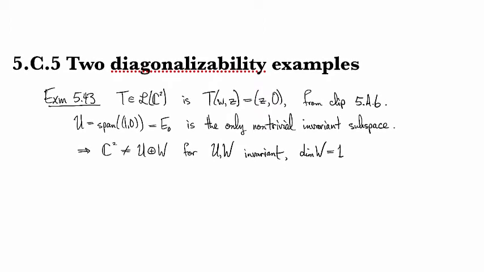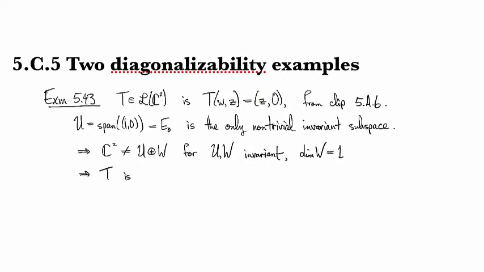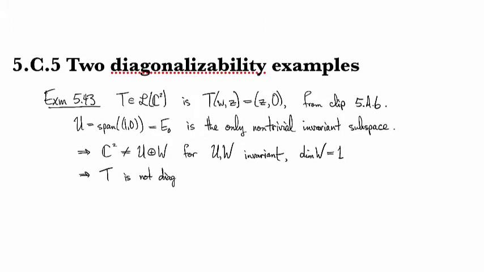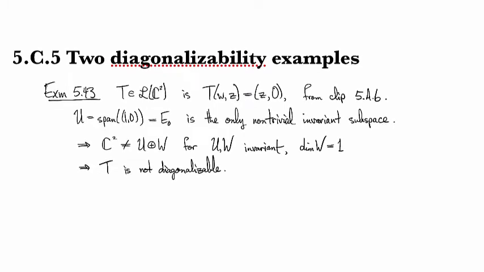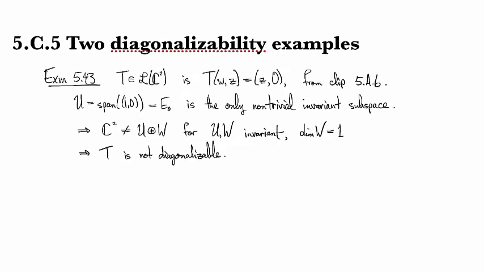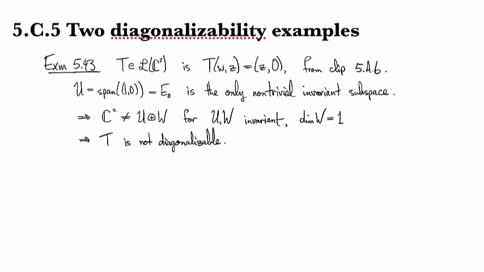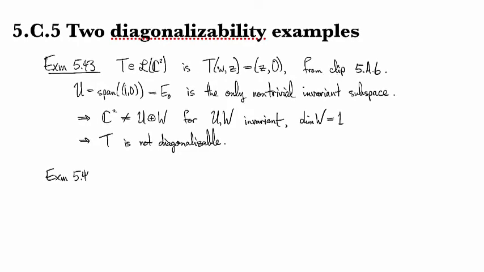And so by the theorem that we just proved in the previous clip, this is an example of an operator which is not diagonalizable. Okay, so now let's look at an example of an operator which is diagonalizable and how to diagonalize it.